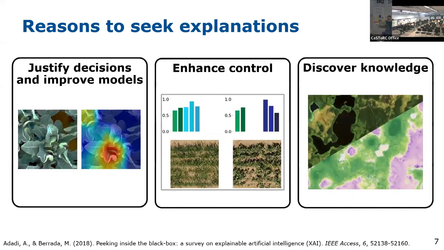And I want to structure my talk into 3 parts. And these 3 parts are actually reasons to seek explanations. The first one is to justify decisions and improve models. Here I will show one example where we use it for harvest prediction for cauliflower. The second reason is to enhance control. Here I will show you how we forecast the appearance of plots of plants based on generative adversarial networks and also based on environmental factors. And the last one is to discover knowledge.